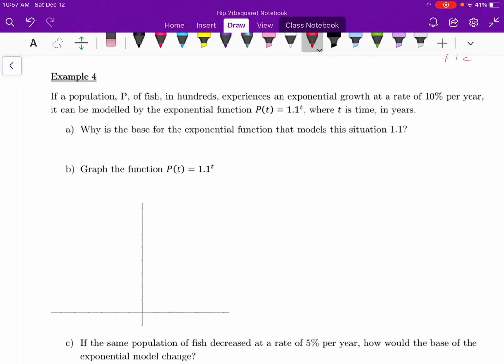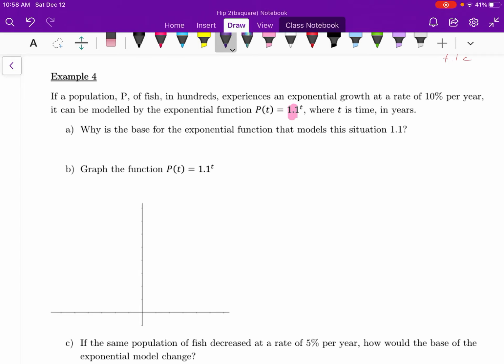All right, we're going to do a practical example now. Example 4. If a population P of fish in hundreds experiences an exponential growth at a rate of 10% a year, it can be modeled by the exponential function P of t is equal to 1.1^t, where t is time in years. Why is the base for this exponential function 1.1?